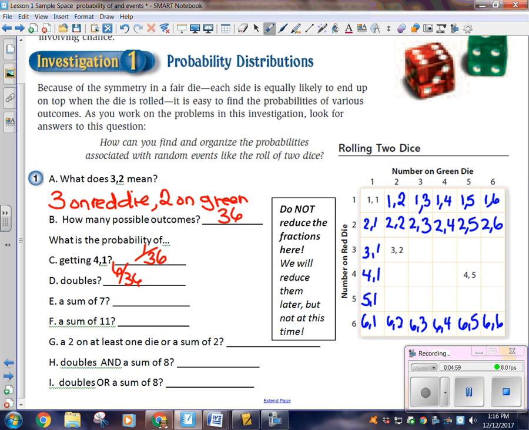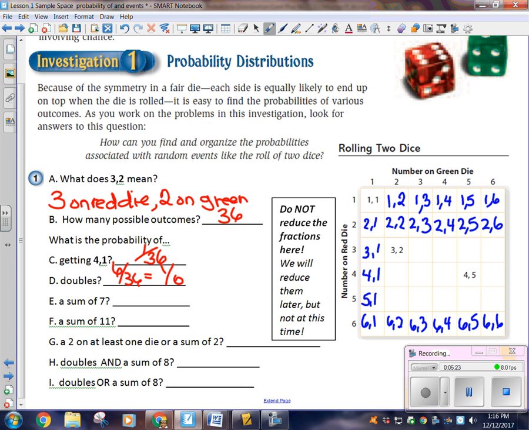Now, 6 chances out of 36 would reduce to what? 1 chance out of every 6. Okay? For our purposes of what we're trying to do, we're not necessarily going to reduce those. Now, most of the time you will, but for today, as we get started, we're not necessarily going to do that. A sum of 7. A sum of 7.